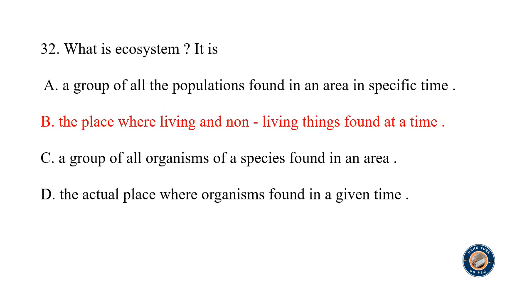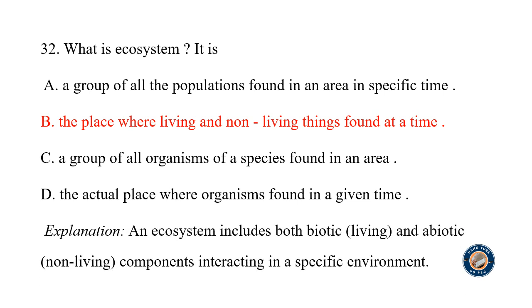The answer will be the place where living and non-living things are found at a time. An ecosystem includes both biotic (living) and abiotic (non-living) components interacting in a specific environment.